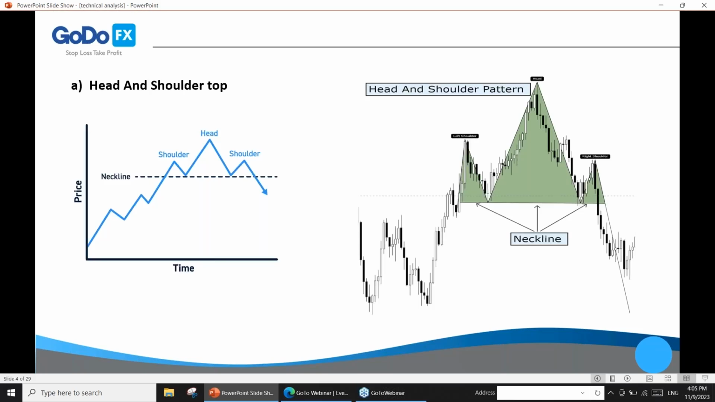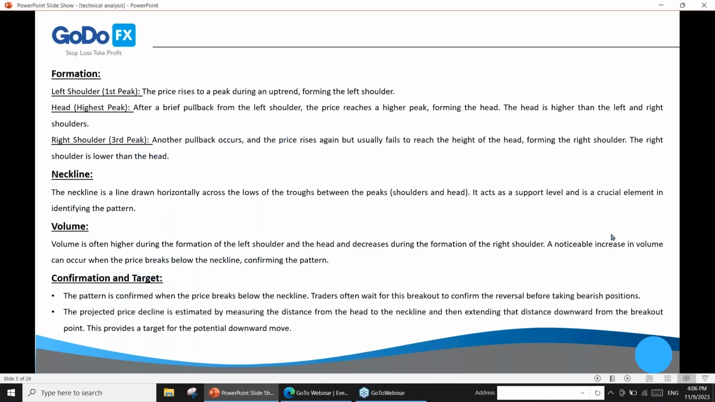So the first reversal chart pattern is the head and shoulders top, which is a bearish reversal pattern that typically forms after an uptrend and signals a potential trend reversal from bullish to bearish. As we can see in this figure, we have an uptrend. After it, we have this head and shoulders top, and after it, we're gonna have a downtrend. So what are the key characteristics of the head and shoulders top?